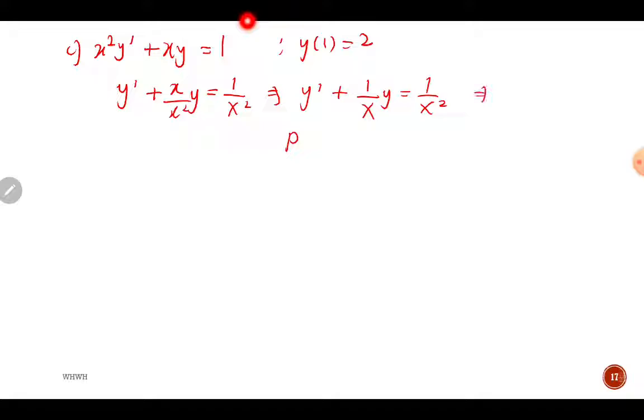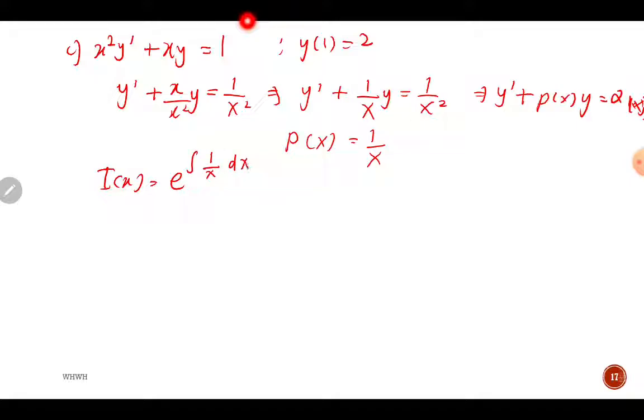We have the general equation for a linear equation, y prime plus p(x) y equals to q(x). So here we know that our p(x) is equals to 1 over x. Okay, and from here we find the integrating factor, which is e to the power of integration of p(x), which is 1 over x dx. So this will give e to the power of ln x.